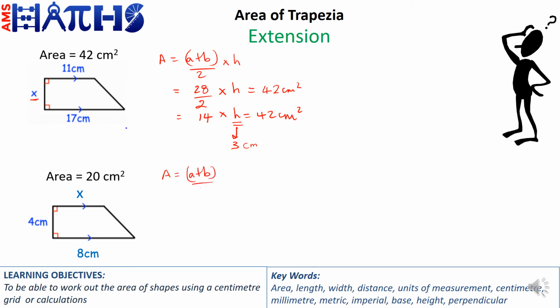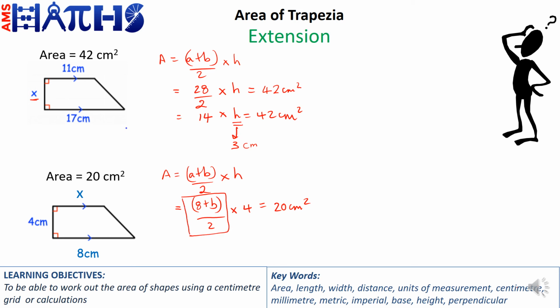Area is equal to the sum of the parallel sides divided by 2 multiplied by height, and again we'll do our substitution. So if we're given one parallel side, which is 8, it's 8 plus b divided by 2 times the height, which is 4, and that should give us an area of 20 centimeters squared. And we're going to focus on this box right here.